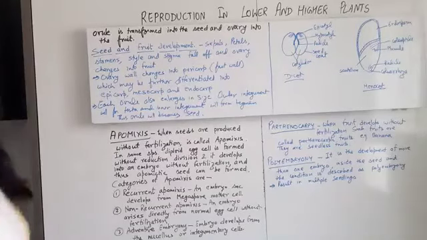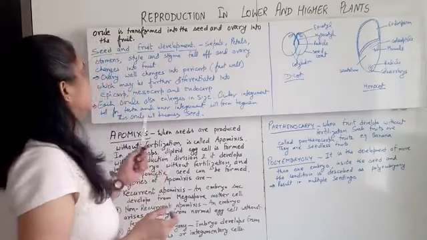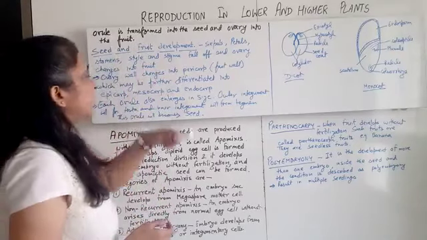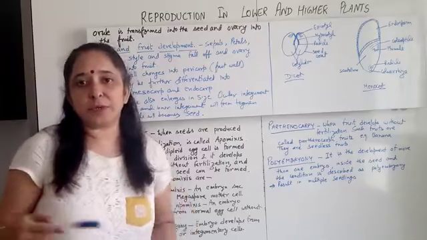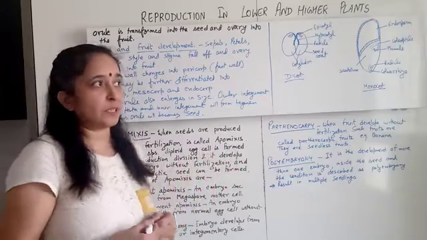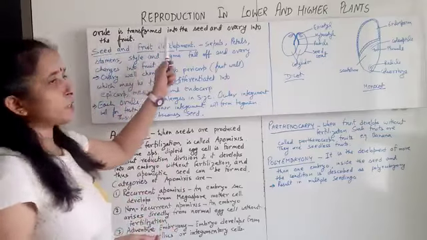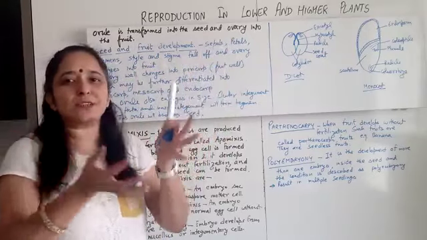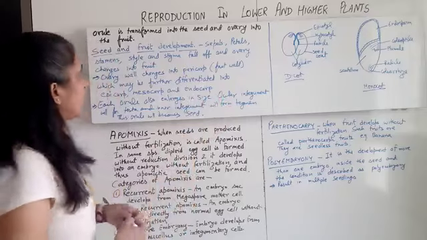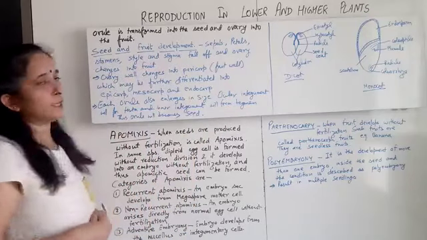Hello my dear students. So today the next topic is seed and fruit development. After the development of the embryo, the next topic is how the seed and fruit are developed. As you all know, the ovule is transformed into seed and the ovary is transformed into fruit. Okay. Now here, seed and fruit development.